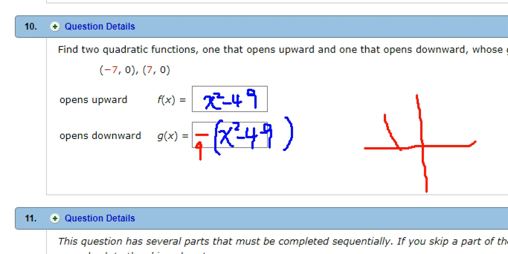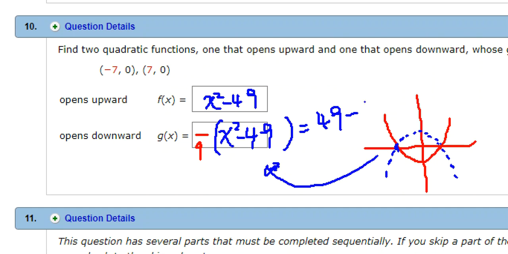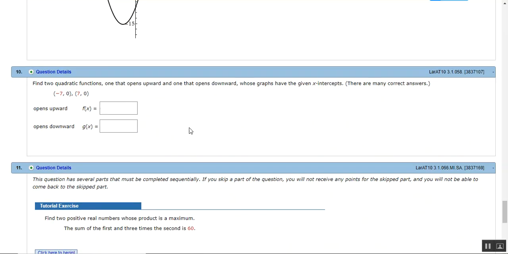So if you have a graph like that, when you do it with a negative sign, it's just a mirror image with respect to the x-axis. So therefore, this is another answer, which is, if you drop the parentheses, 49 minus x squared, or you can just say negative x squared plus 49. Anyway, so that's one possible answer here.